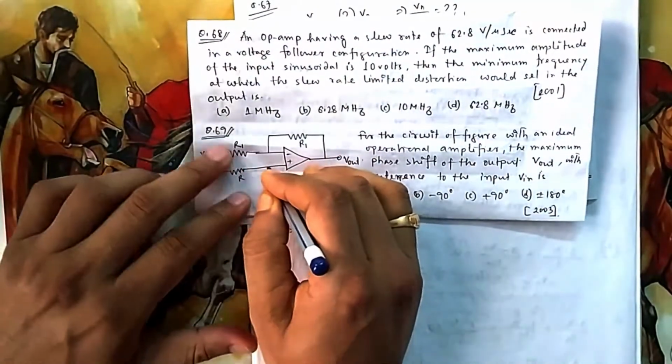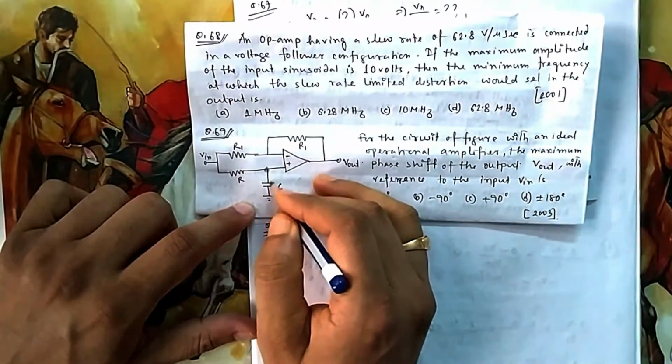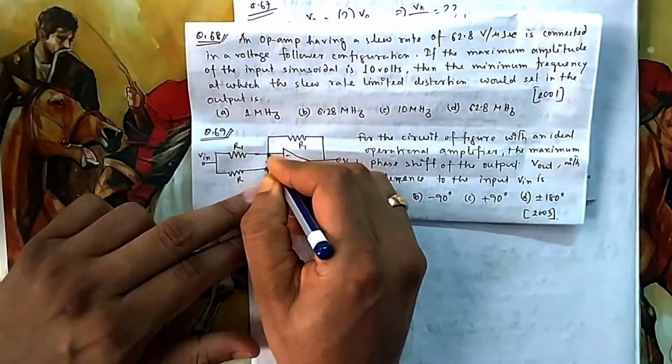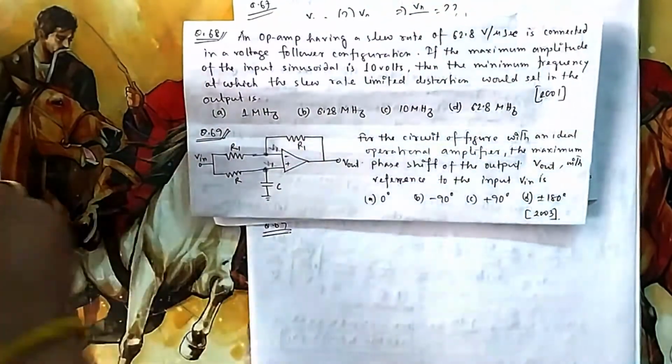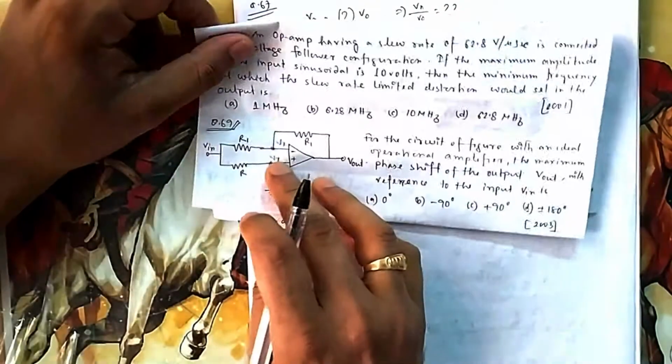So what will be the potential here? I don't know what the potential will be. So suppose the potential here is Vx. The same potential will be here, Vx. So we can solve one nodal here and one nodal here. This nodal is not required.